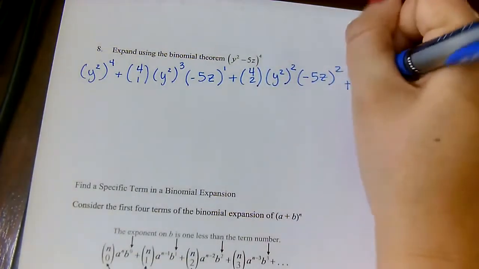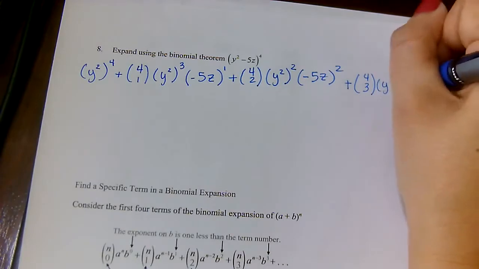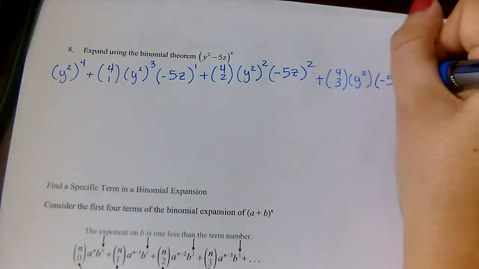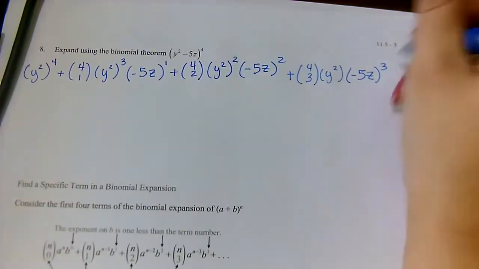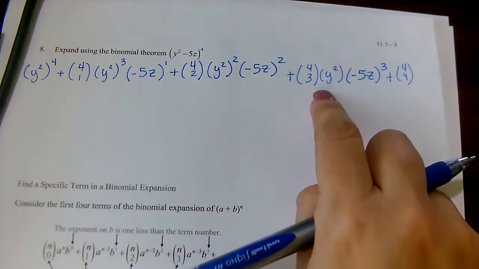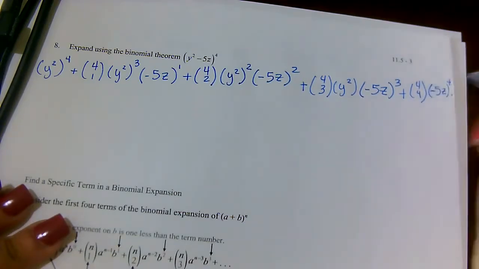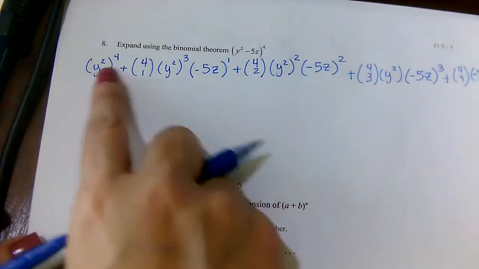Let's do another one. Plus 4 choose 3, y squared. Now we're down to one of these, and we're up to 3 of the z's. Okay, plus one more, 4 choose 4, which is always equal to 1. You don't have any more y's, but we do have 5z to the 4th. Okay, hopefully that is a little bit easier to read. Okay, now let's just do the math.